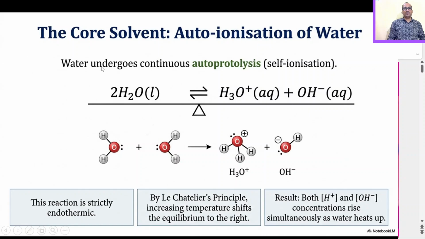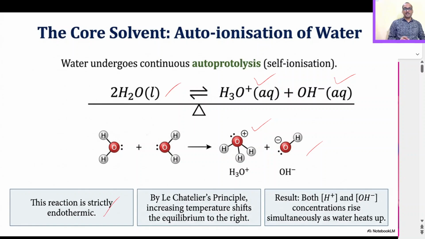So usually we know water is the universal solvent. So water can undergo auto-ionization or you can call it auto-protolysis. So when water ionizes, it gives H3O+ ion and OH- ion. As you can see, this is the structure of a hydronium ion, that is called H3O+, and this is the structure of OH- ion. So this self-ionization is an endothermic reaction.